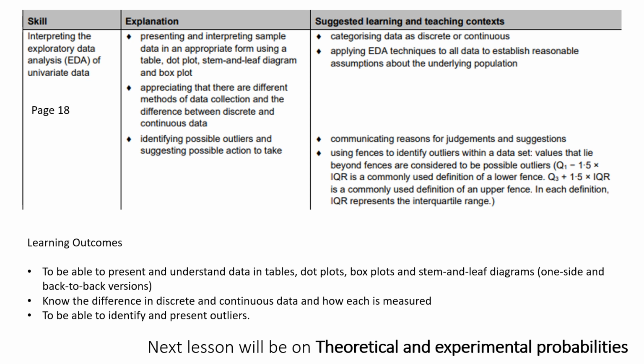Now you should be able to present and understand data in tables, dot plots, box plots, and stem and leaf diagrams, both one-sided and back-to-back versions. You should now know the difference between discrete and continuous data, how each is measured, and you should be able to give examples of each. And you should be able to identify and present outliers when drawing box plots.